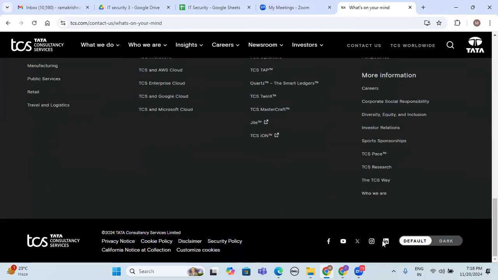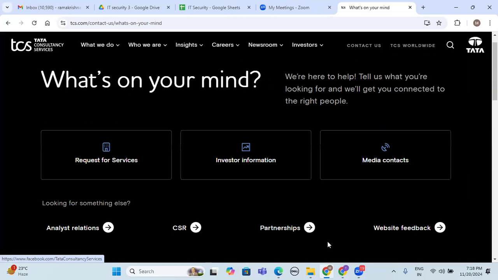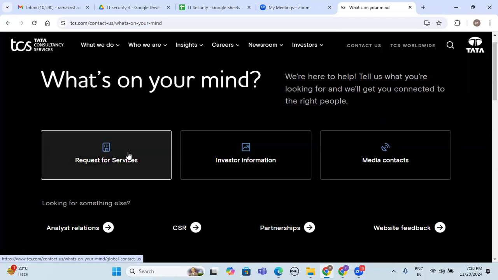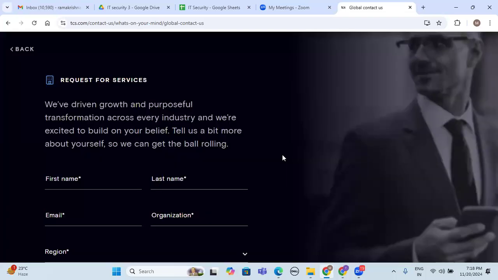So through LinkedIn we can contact, through Instagram we can contact, through Twitter we can contact, through Facebook we can contact. But they did not provide it anywhere. So through email address, okay. So maybe request for service.